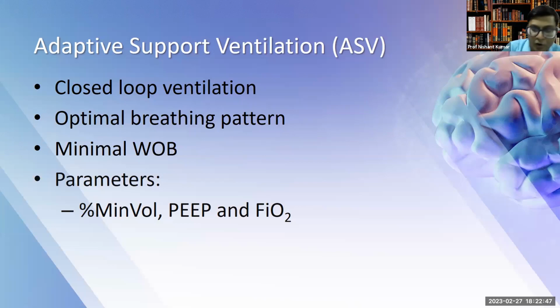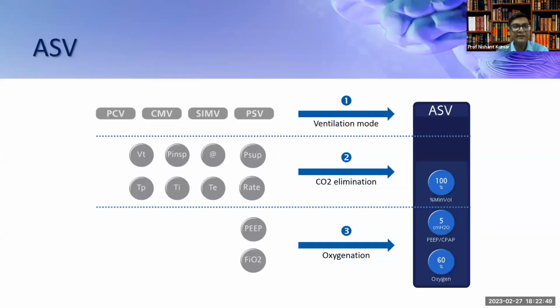Okay, so we all know that in pressure control ventilation, control mechanical ventilation, SIMV, and pressure support ventilation, these are all the parameters that we have to set, right? So modes, these are the different modes which we defined. In this, we use the ASV mode.